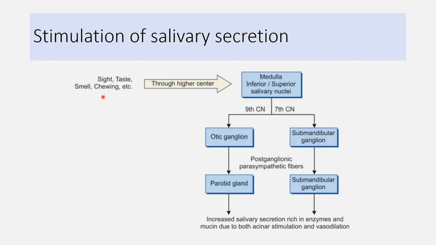Various stimuli like sight, taste or smell of the food, presence of food in the mouth, irritation of the buccal mucosa, and chewing of the food are all stimuli. Through the higher centers, they produce stimulation of the inferior and superior salivary nuclei. Through the glossopharyngeal nerve and the facial nerve, they activate the parasympathetic supply through the otic ganglion and submandibular ganglion and increase activity of the parotid gland and submandibular gland. In this manner it increases salivary secretion, which is rich in enzyme and mucin, due to both acinar stimulation and vasodilatation.